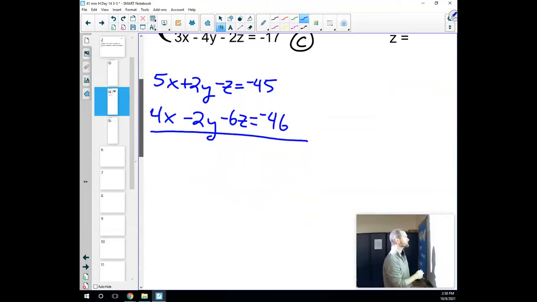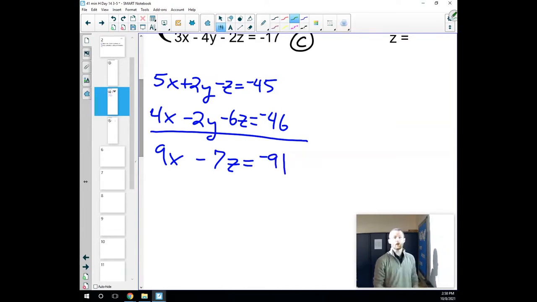Scroll down a little bit. 5x and 4x is 9x. The y's cancel out, which is what we wanted. And then we got negative 7z equals negative 91, I believe. Negative 91. Okay. So far, so good. We've gone from 3 unknowns to 2 unknowns. That's a pretty significant improvement.